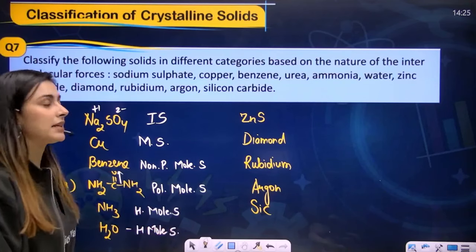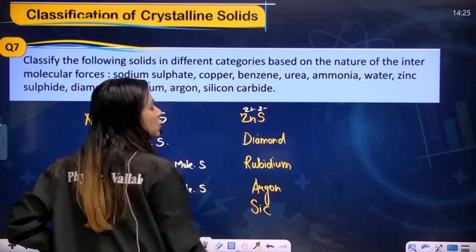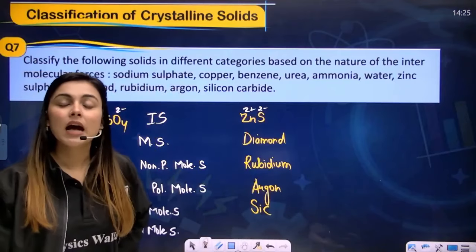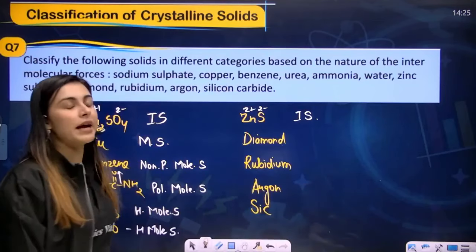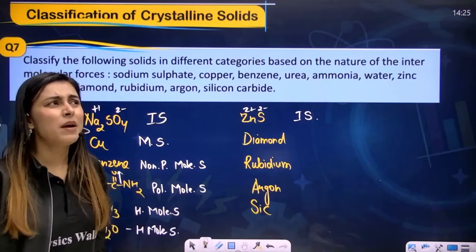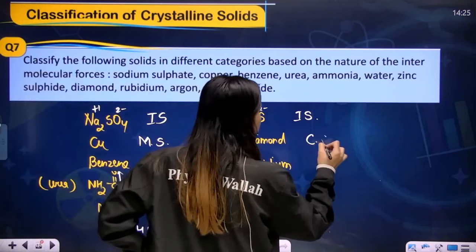You have zinc sulfide. You have Zn 2 plus and you have S 2 minus. So, it is an ionic solid. Let's talk about diamond. What is diamond, my dear students? Ma'am, diamond is a covalent solid. Yes. So, it is a covalent solid.